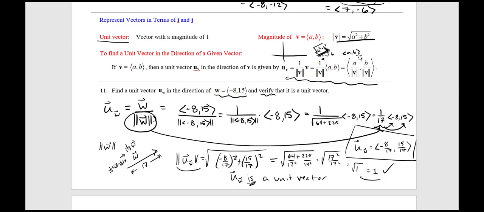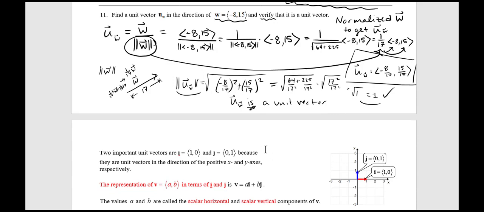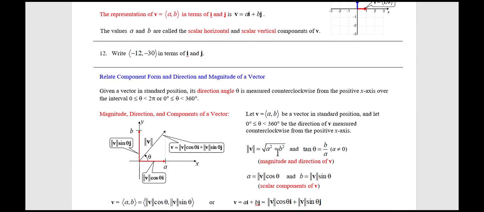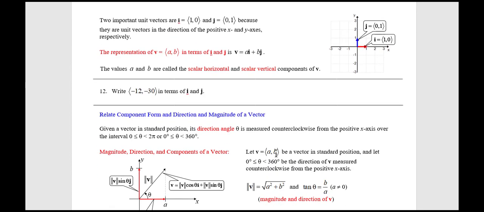Okay. So that's the general procedure. This is called normalize. What we just did was we normalized vector w to get the unit vector that we called u_w. Make that clear over here. u_w. All right. Okay. So now that we know about unit vectors, we can get on with this conversation about other ways to represent vectors.